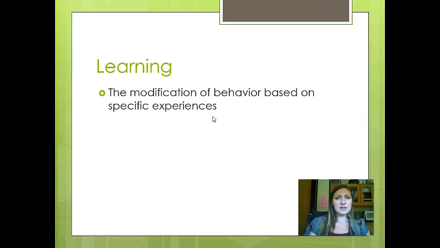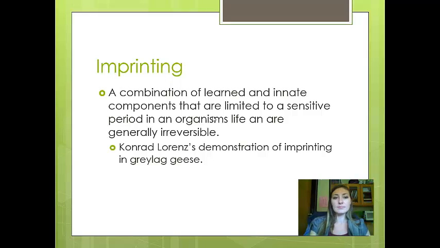So for the first time in talking about behavior, we're actually including the experience the organism has had. So there has to be some sort of environmental cue or something happening in the organism's experience, not necessarily just how they are hardwired or their genetics. Imprinting is a combination of both learned and innate components. When we talk about imprinting, it is usually significant to and limited to a sensitive period in an organism's life, and it is irreversible for the most part.